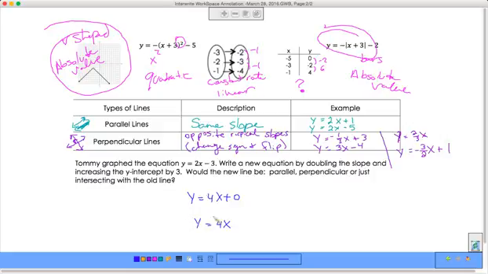Okay, this new line, y equals 4x, these slopes are not the same, so they're not parallel. The opposite reciprocal of 2 would be negative 1/2. You change the sign and flip it. This is not negative 1/2. So it's not perpendicular, so it's just intersecting.